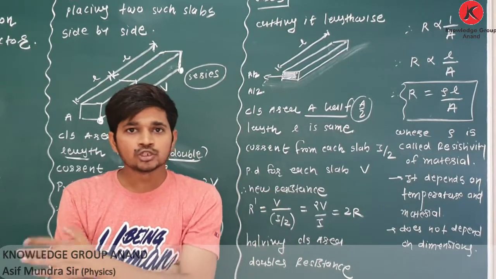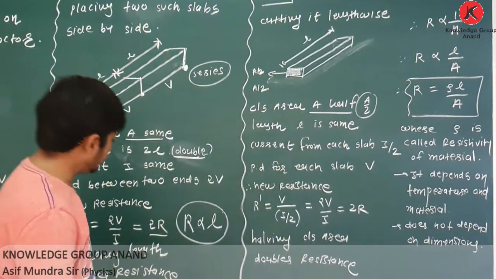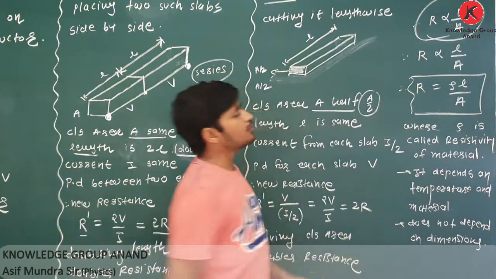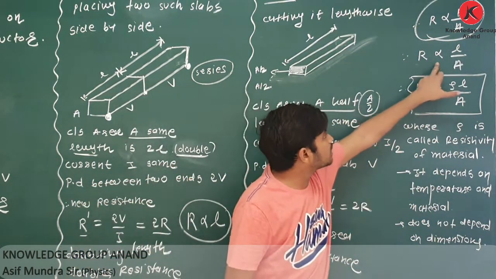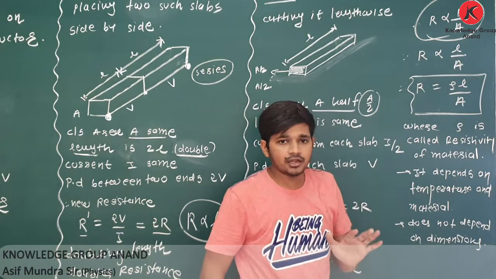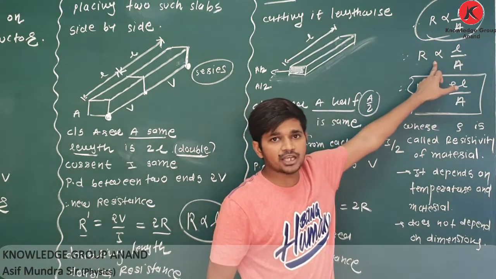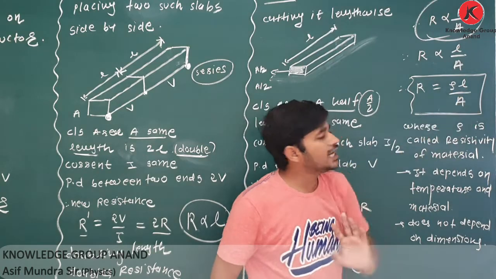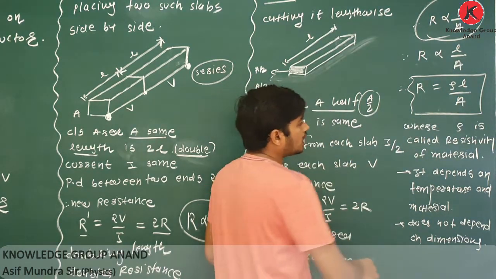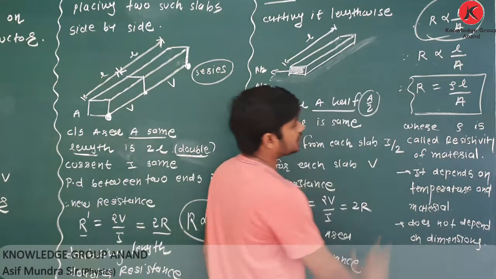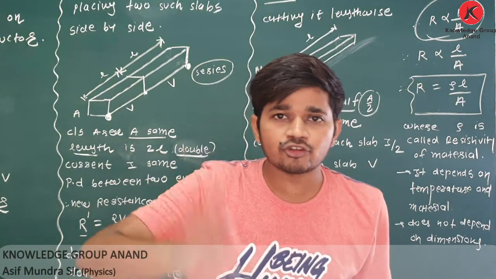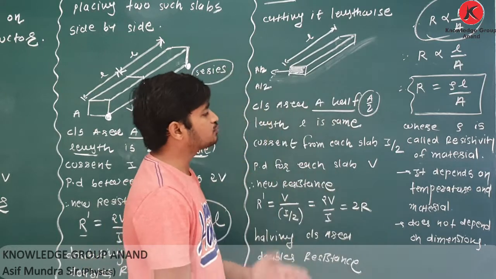Clear about this? So if you combine these two conditions, R is proportional to L and R is proportional to 1 upon A, then you get R is proportional to L upon A. If you remove proportionality, you have to add some constant. So R is equal to rho L upon A, where rho is called the resistivity of the material.